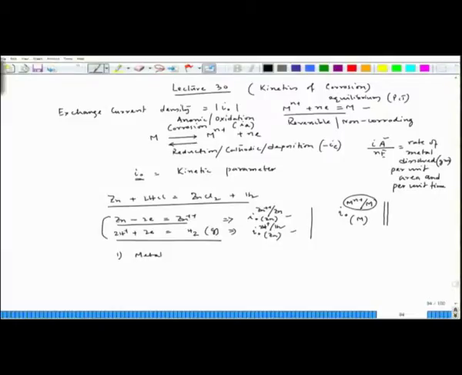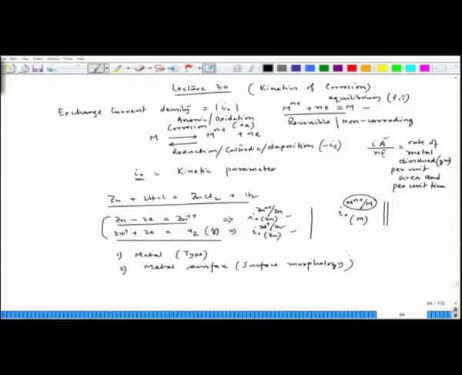One is metal type: depending on zinc, platinum or palladium or gold, this I0 would change for a particular reaction. Second is metal surface. So, the metal surface condition would also change the I0 for a particular reaction. So, this is surface condition, I would say, surface morphology. So, let us look at these two situations.